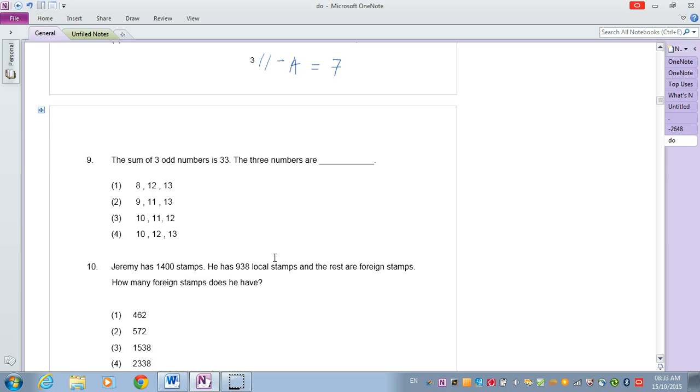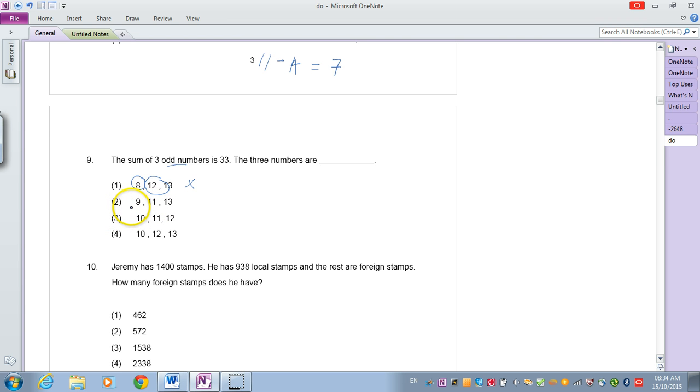Okay, question number 9. The sum of 3 odd numbers is 33. The 3 numbers are, now be very careful, the question says that they are formed by odd numbers. Now what are odd numbers? Odd numbers are your numbers like 1, 3, 5, 7, 9, and so on and so forth. Okay, let's look at the options. Option 1 is made up by 8, 12, 13. Now I know that option 1 is not the correct answer because the number 8 and the number 12 are even numbers.